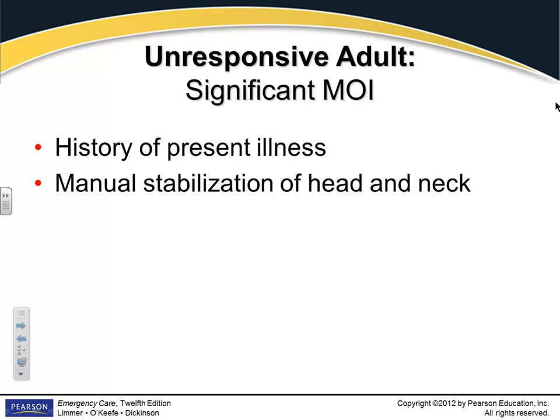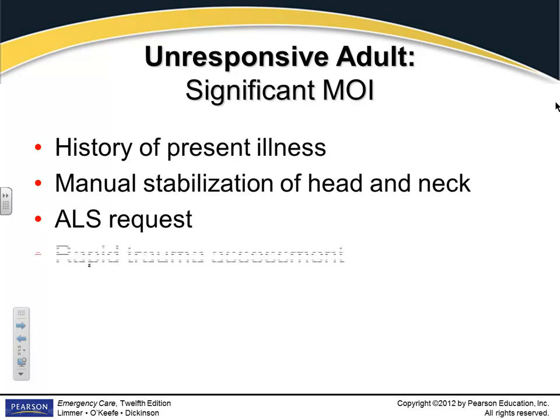You're going to stabilize the head and the neck. It's going to be manual stabilization, in conjunction with your airway. If you come across somebody that's unconscious and you suspect a significant mechanism of injury, you're going to have your partner hold manual stabilization of the head and neck while you start managing the airway, simultaneously. If you've got an unresponsive adult, you want to consider calling for ALS backup.